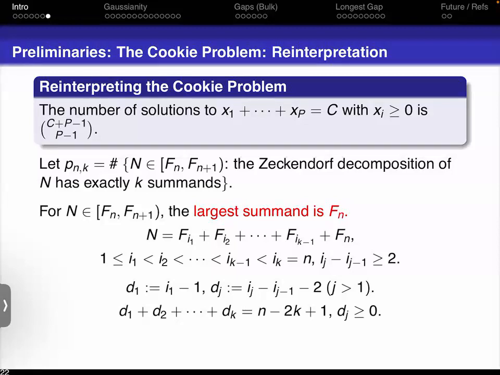So I want to know how many ways can I choose non-negative integers d1 through dk such that they sum to n minus 2k plus 1. What does that remind you of? What have we done today that this is similar to? It's related to n choose k. What is this related to?